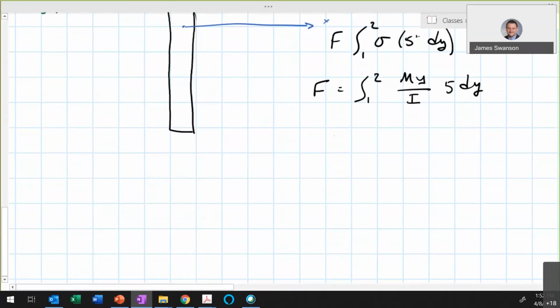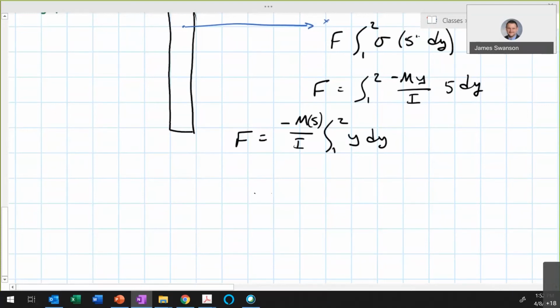Okay, so let me keep working this integral. So f is equal to, see, m and I are constants. I forgot my minus sign. So there's minus m over I that comes out of the front. And then 5 comes out as well, put in parentheses like that. So then I end up with y times dy from 1 to 2.